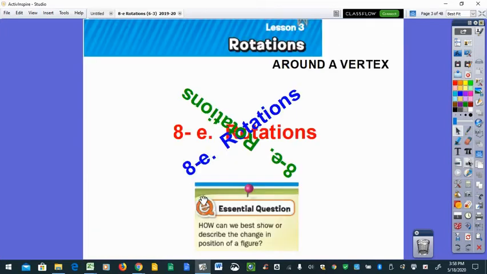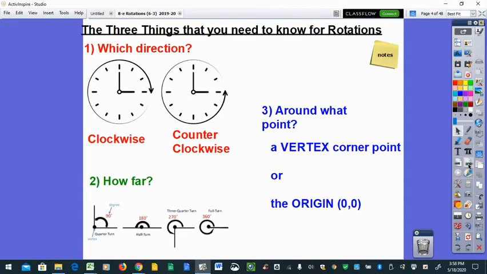Now today we're going to add the third, which is a rotation, which is going to be a spin. So we're going to be doing some cartwheels today. And we're going to start by rotating around a vertex. One of the corner points of the shape will basically have a pin in it, and we're going to rotate around it. There are three things you need to know for rotations.